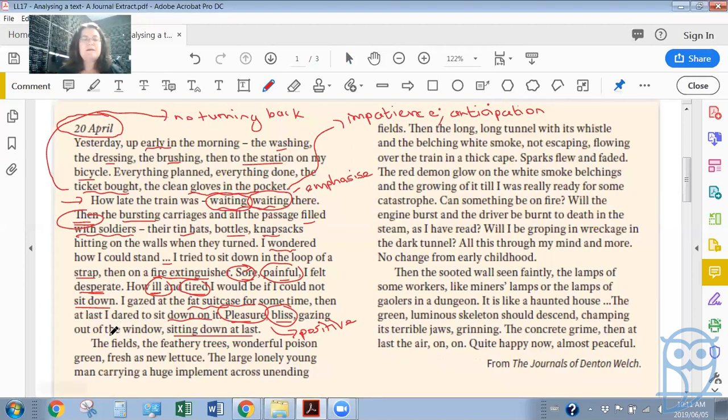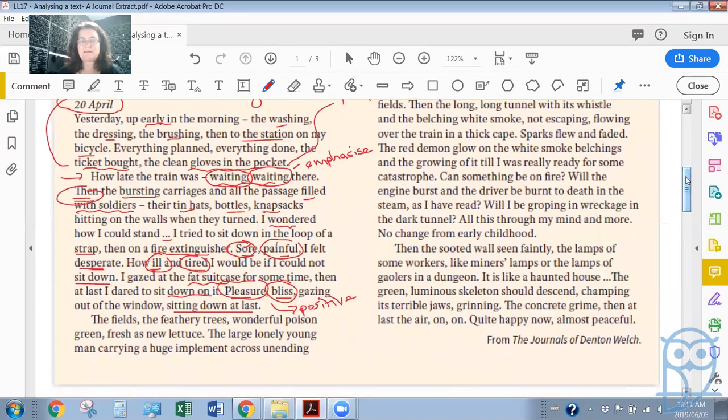Okay. Now he's gazing out the window. Let's have a look at the setting that he creates. The fields, the feathery trees, wonderful poison green. Oh, that's interesting. Wonderful poison green. Okay, so it must be a very strong green that he's looking at outside the window. Fresh as new lettuce. Okay, so some positive connotations still coming through. The fields, the feathery trees, they're nice and soft, they're appealing.